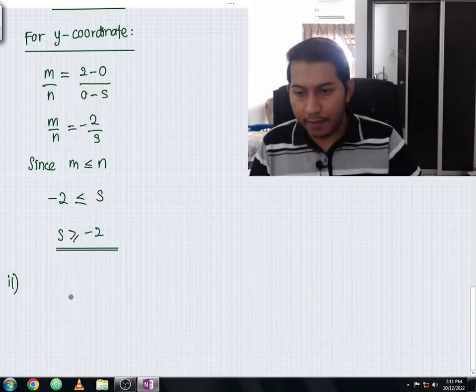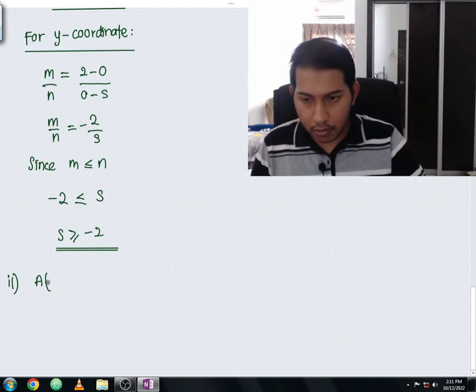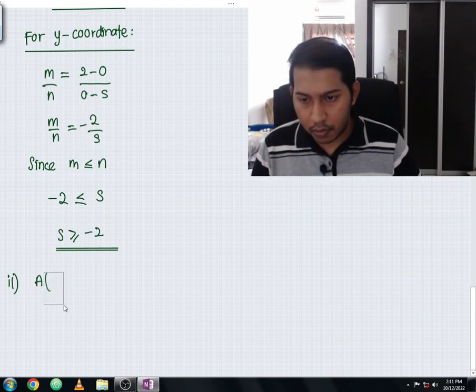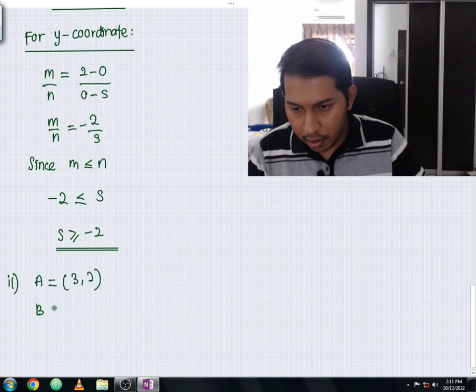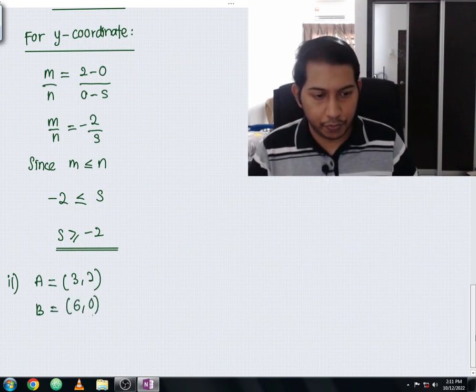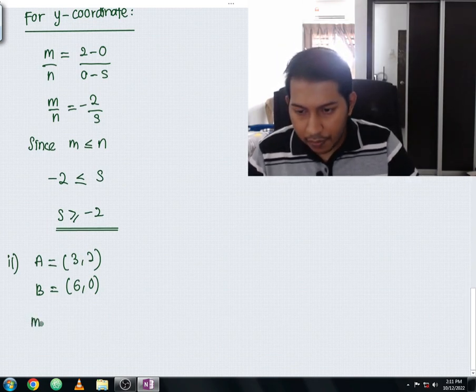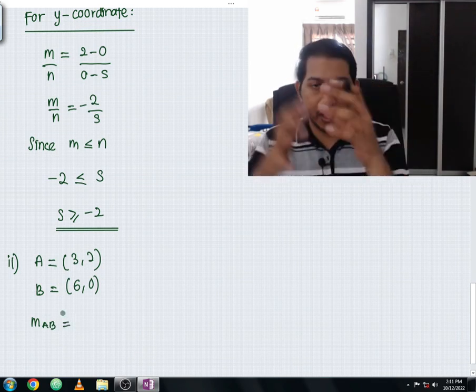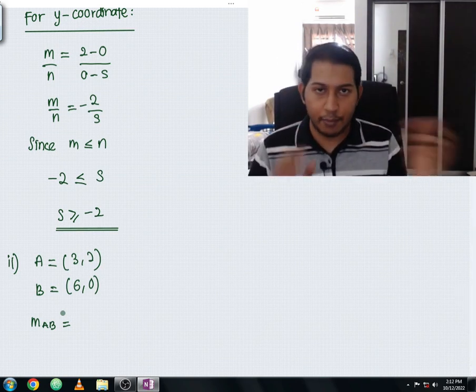So let us write back our information over here. In this case, A is equals to 3, 2. Okay, B is equals to 6, 0. Okay, and then the question already gave us that the gradient of AB is parallel to the gradient of the straight line. The equation x over 6 plus y over p equals to 1, they both have the same gradient.